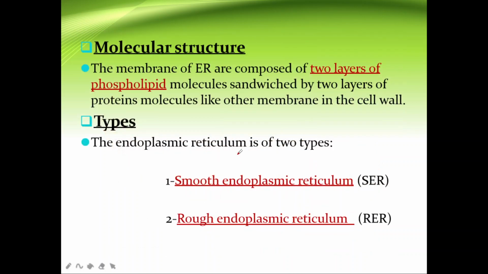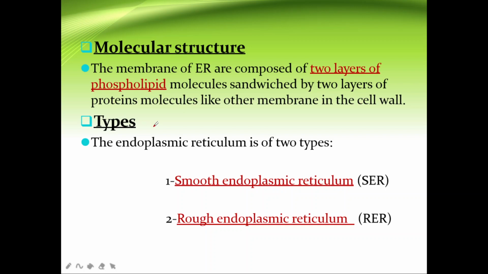Now, molecular structure of endoplasmic reticulum. The membrane of ER is composed of two layers of phospholipids. Dear friends, as in the first topic, I have explained to you the structure of plasma membrane. It is double layered, double phospholipid layer. So, that structure is found here. The membrane of ER is composed of two layers of phospholipid molecules sandwiched by two layers of protein molecules like other membranes in the cell.